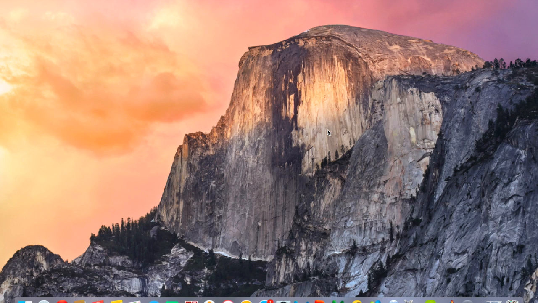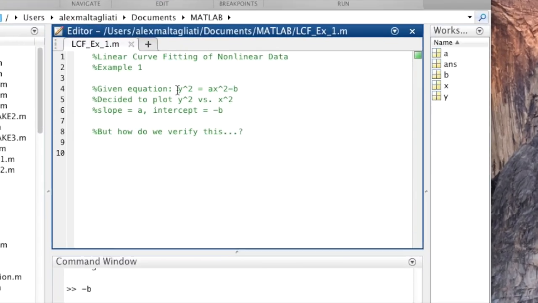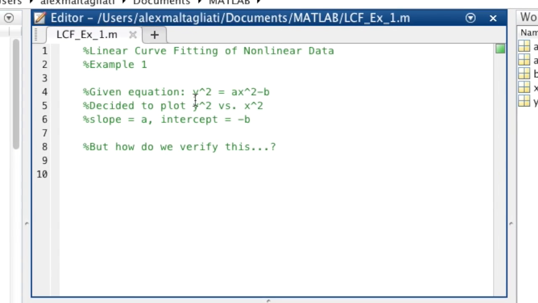I'm going to show you how to verify linear curve fitting, and I'm assuming that you watched the previous videos, and if you haven't, some of this might not make too much sense. Okay, so let's look at example 1 in the previous video. We were given the equation y squared equals ax squared minus b, and we decided to get a linear plot. You would plot the values y squared versus x squared, and the slope would be a, and the intercept would be negative b. Alright, and we want to verify this.